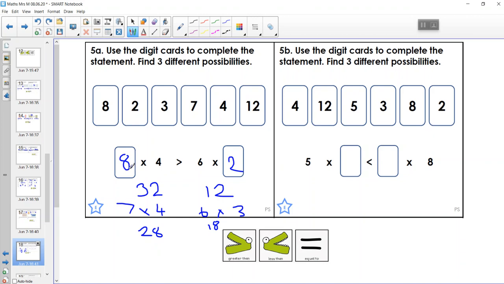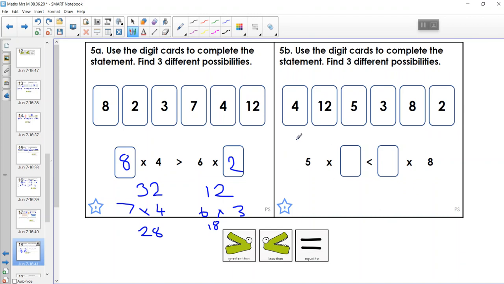What if I did 8 times 4, which gives me 32, but I put my 4 in there and did 6 times 4, which gives me 24. There's lots of possibilities there. You're going to have a go at this side. Can you make one statement for me, just one, that is correct? Pause the video and have a go.